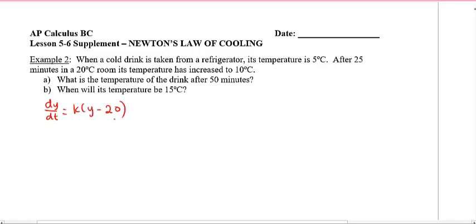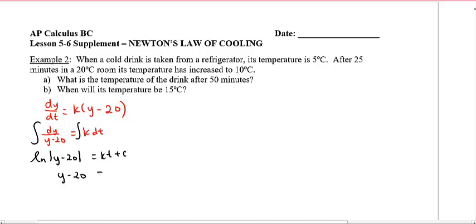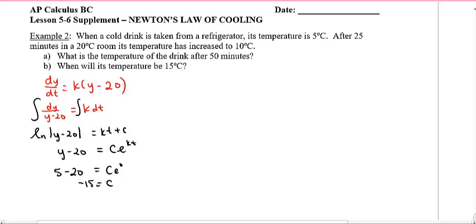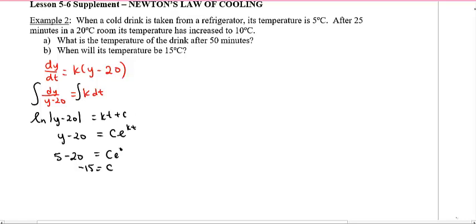Remember the surrounding temperature in this case is the room temperature, so that's 20. We will anti-differentiate here. Natural log. See, this process is all the same. The only difference now you see is y minus 20 equals c e to the kt. You're going to plug in the initial condition. In this case, the initial condition is 5. So I'm going to say 5 minus 20 equals c e to the 0. C equals negative 15. Interesting, this time the c value is negative, which kind of makes sense, right? At least I hope it does.